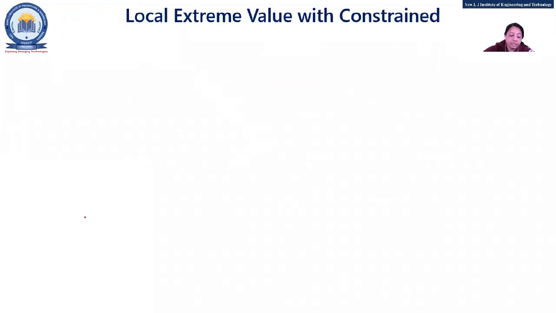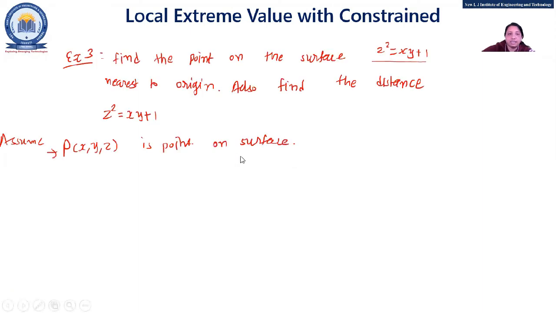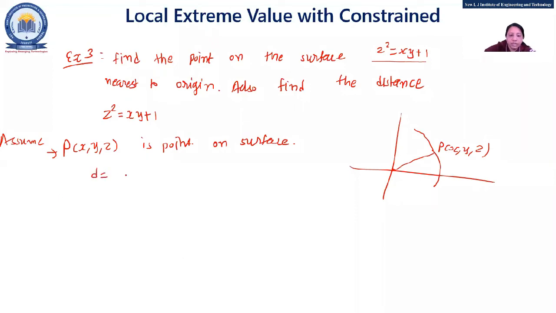Now your surface is z square equal to xy plus 1. Suppose this is point P, which is (x, y, z). Now the distance from the origin can be given as D equal to under root x square plus y square plus z square. Okay, distance. Now we can write d square equal to x square plus y square plus z square.